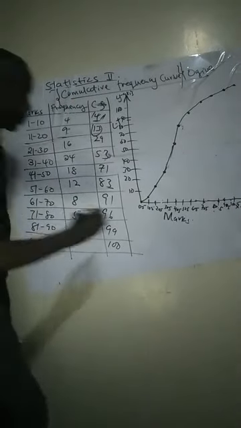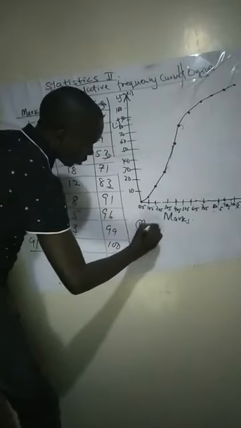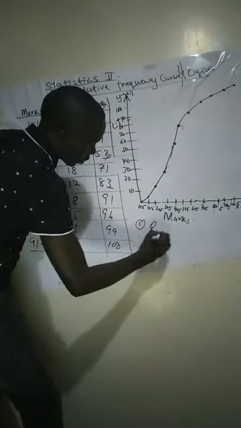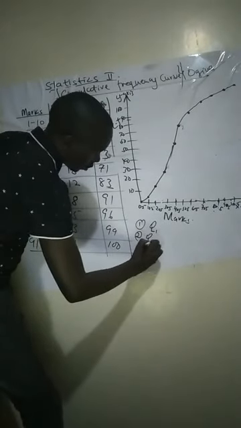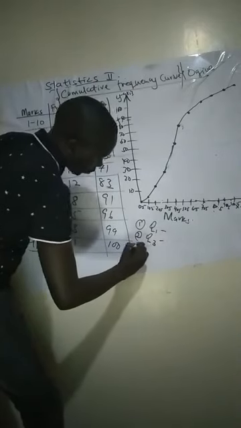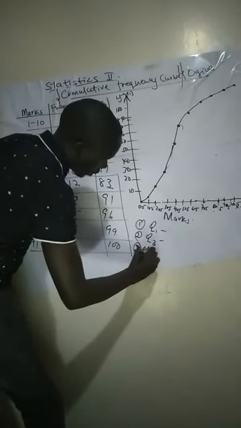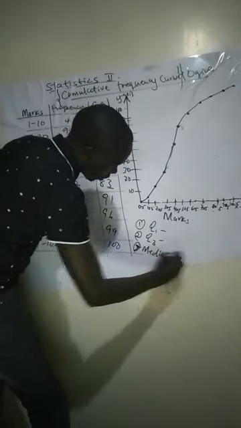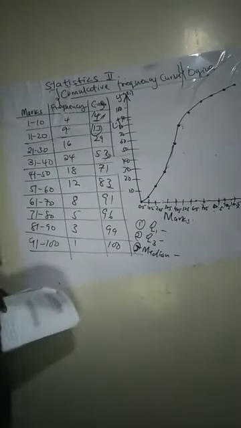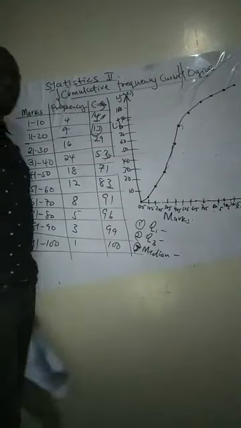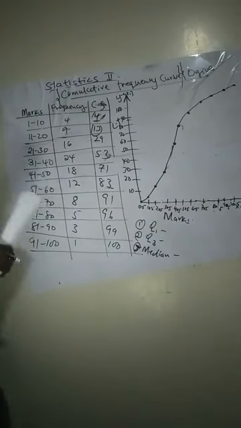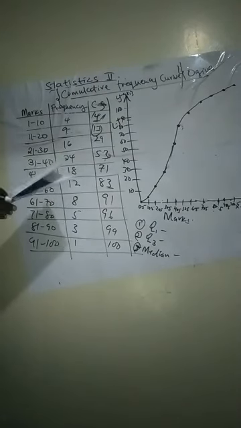For example, 1, Q1, 2, Q3, and also 3, median. Let us start with median. Median, step number 1, we said you're getting half of the total frequency. So in this case, the total frequency for all these marks should be, I think, 100.